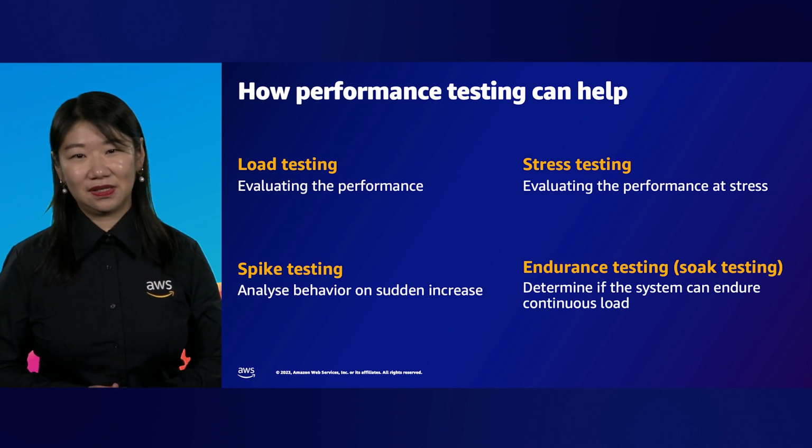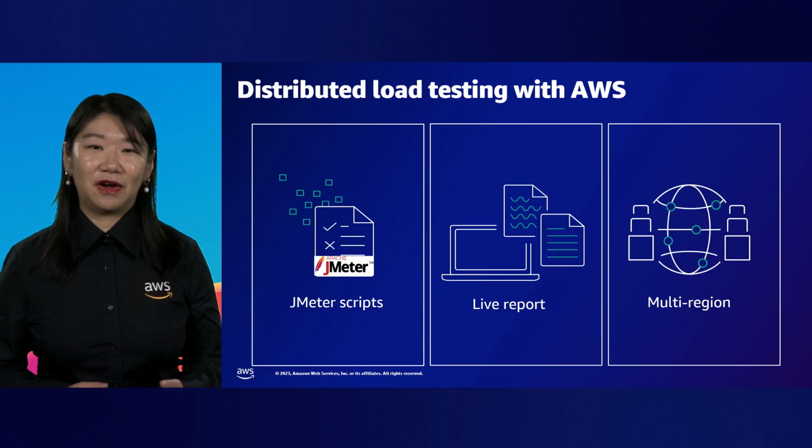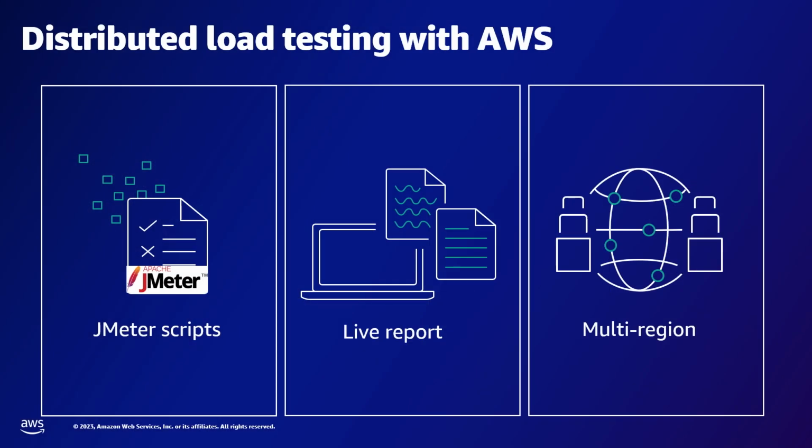But the question is, how can I generate such load? Let me introduce our very first toolkit, the AWS native distributed load testing solution. This solution is based on the open source load testing tool, Apache JMeter. It also gives real-time metrics and information about how the application or the website is performing. This lets developers find performance bottlenecks and optimize applications accordingly.